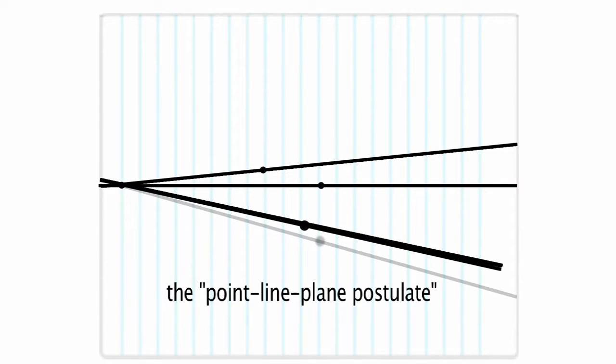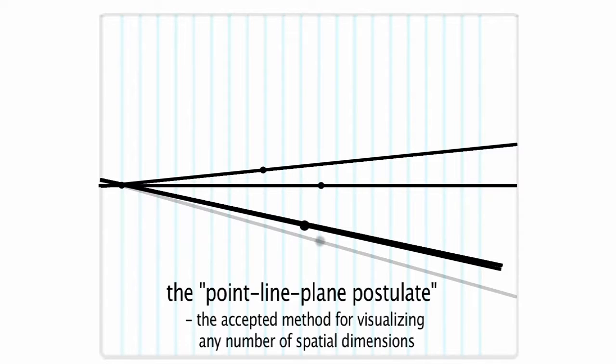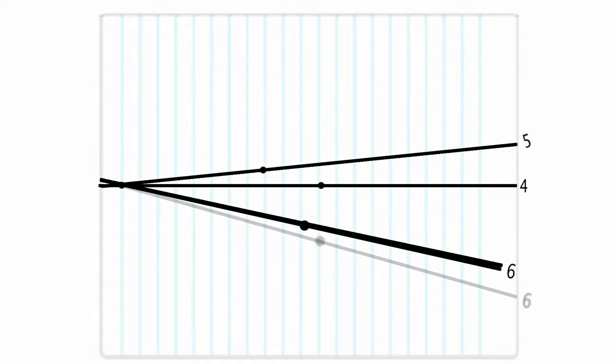I hope it's obvious by now that the point-line-plane postulate tells us the logic we've just used to think about the first, second, and third dimension is directly translatable to the fourth, fifth, and sixth, which means that with a piece of paper and a bit of imagination, we've already visualized the first six dimensions of our reality.